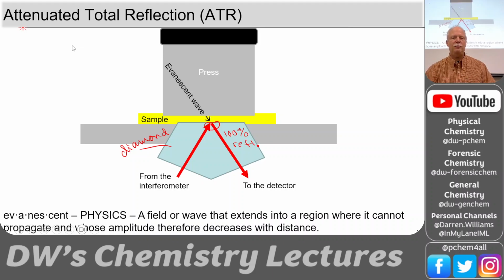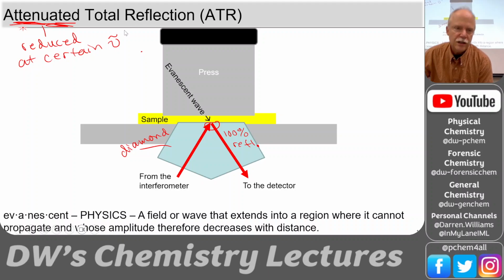Now, when the sample is pressed onto the diamond, we can have attenuation. So this attenuation, that is another word for reduced. So it's total reflection that's reduced at certain frequencies. I'll just do the little wave number thing. And how does this work? Well, it's total reflection, so it's an evanescent wave. It's a wave that extends into a region where it cannot propagate.